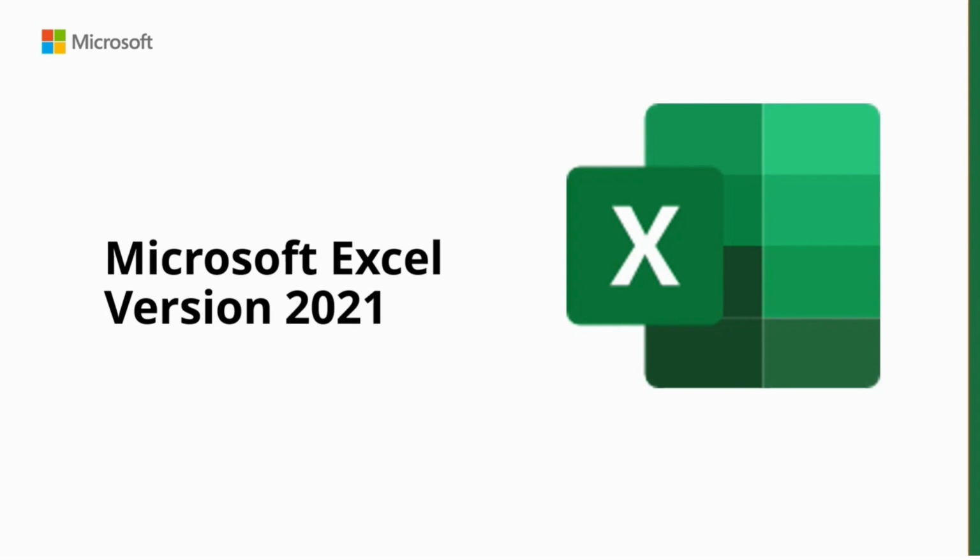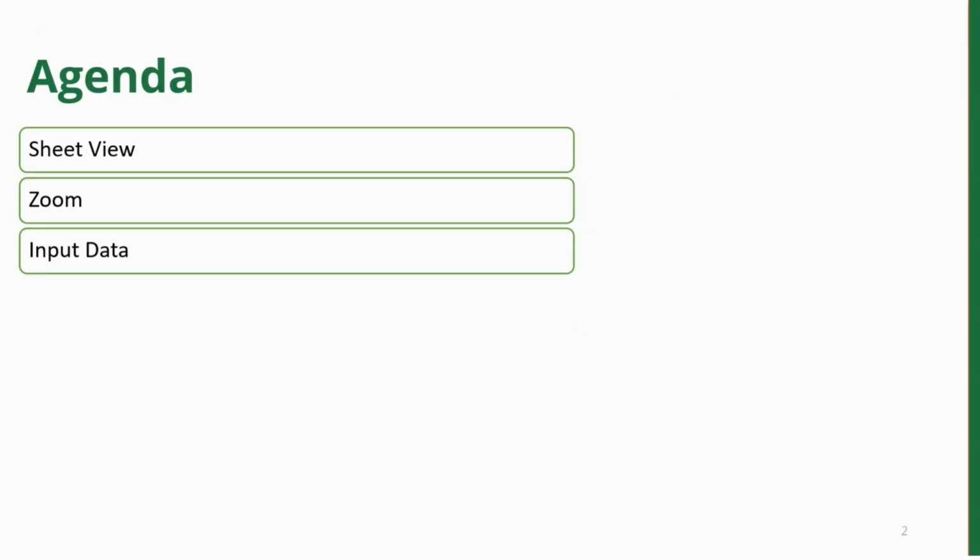Now that we have already learned what is Microsoft Excel, why do we need to learn Microsoft Excel? We have also learned about the different views that are there, how to use those views, and the different ribbon menus in Microsoft Excel. We are going to learn a very specific view, zoom in views, and also how to input data in Microsoft Excel. So let's begin our session today. We will start with sheet view, followed by zoom, and then followed by input data.